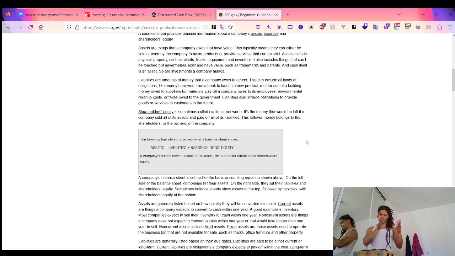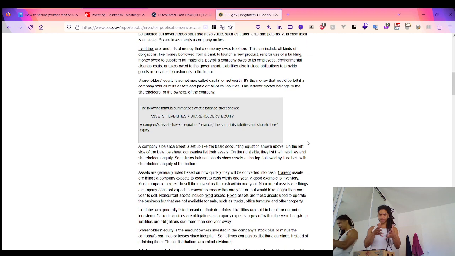with all the company assets listed on the left side and the company's liabilities and shareholders' equity listed on the right side. Another organization is to have all of the assets listed on top, followed by the liabilities and shareholders' equity. Assets are generally listed based on how quickly they can convert into cash. So you have current assets and non-current assets.